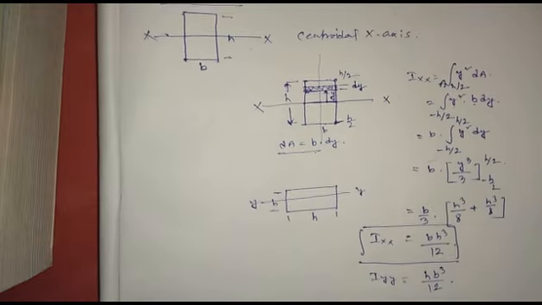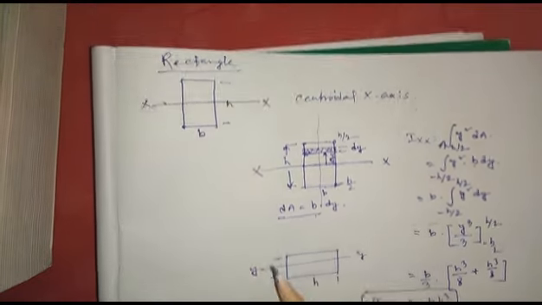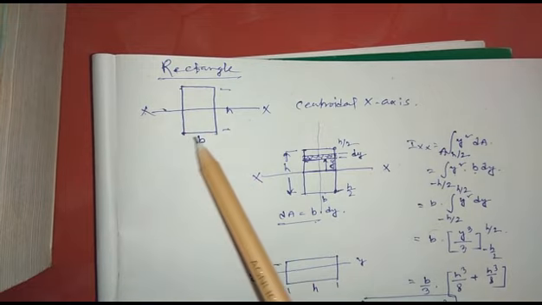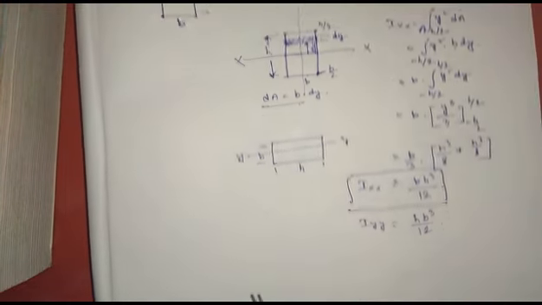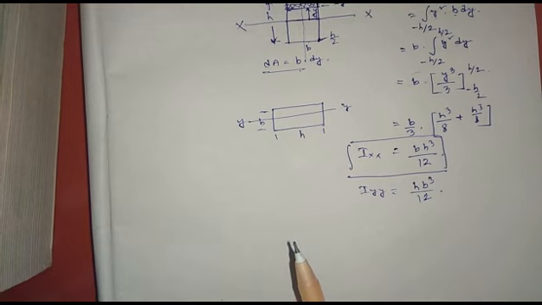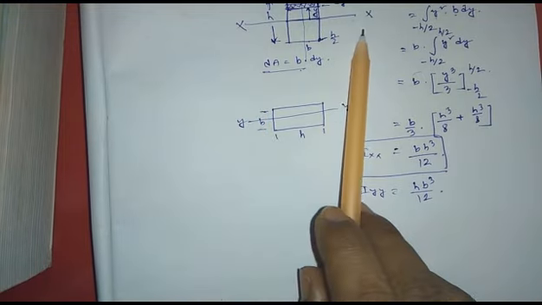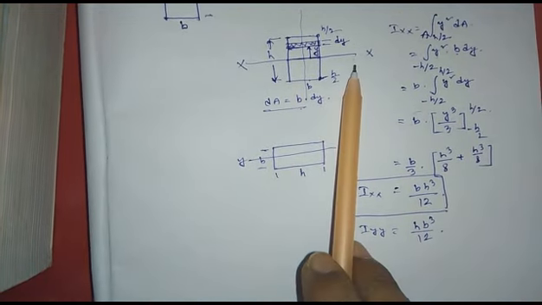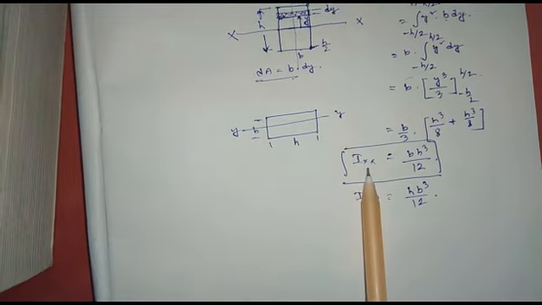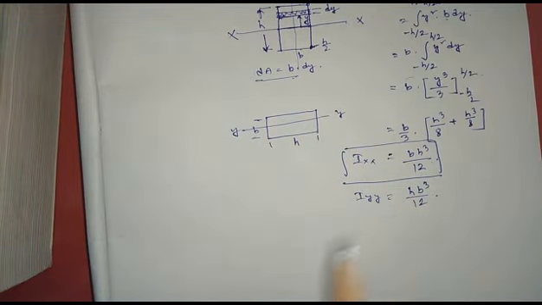So this was the problem. This was the rectangular lamina of width b and height h, and we calculated the moment of inertia of that rectangular lamina about the centroidal x-axis, and we got this expression: bh cube by 12. And due to symmetry, we also discussed that the moment of inertia about the centroidal y-axis is simply hb cube by 12.